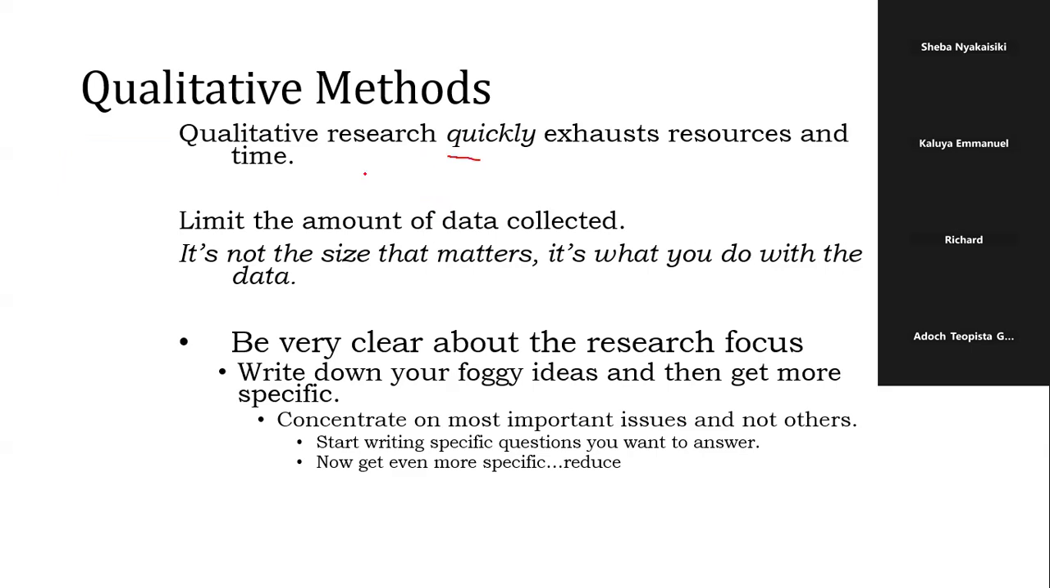Qualitative research quickly exhausts resources and time. You really need time. Limit the amount of data being collected. It's not the size that matters, it's what you do with the data. Be very clear about the research focus. Write down your foggy ideas and then get more specific. Whatever thought you have, write it down. As you write it down and you're observing more, the ideas become more specific. And those become the themes that you discover.